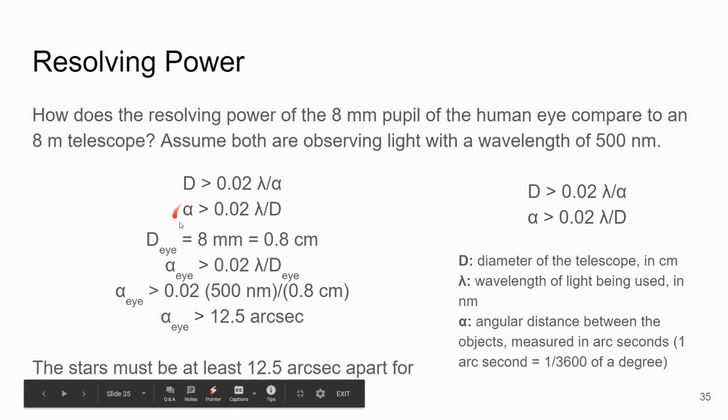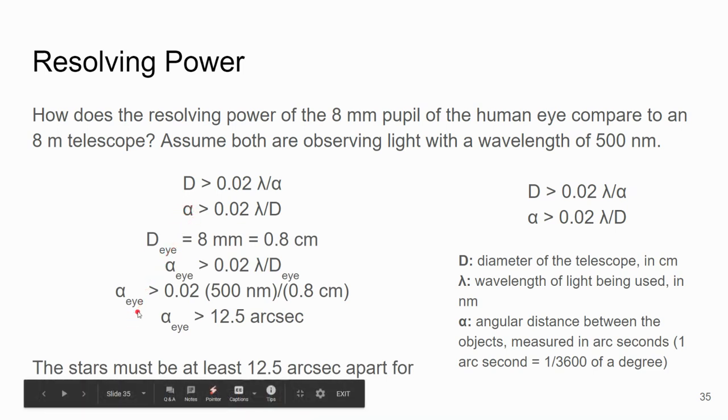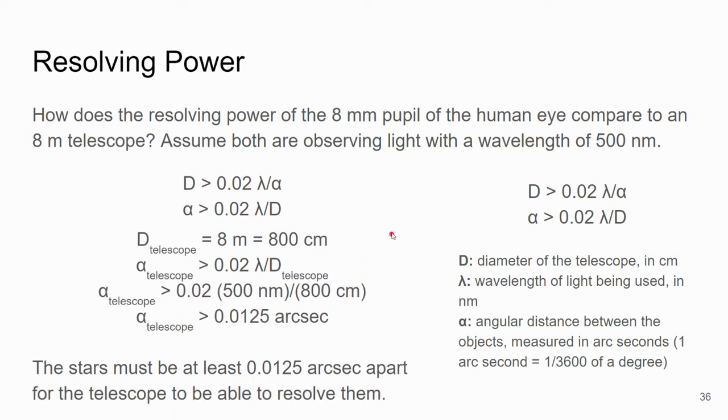So what you do is you take the bottom one of these formulas. So this is alpha. This is the smallest angle that your eye can resolve. So alpha sub I. You plug in your numbers, and it turns out the smallest angle that your eye can resolve is 12.5 arc seconds. So what that means is if you're looking at two objects and they're separated by less than 12.5 arc seconds, your naked eye can't tell that they're separate objects. They're just too close together.